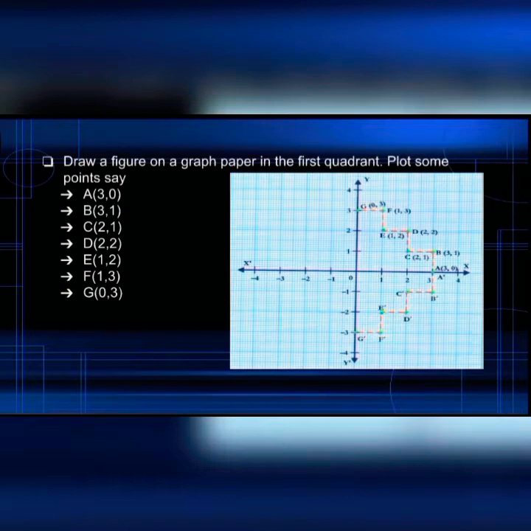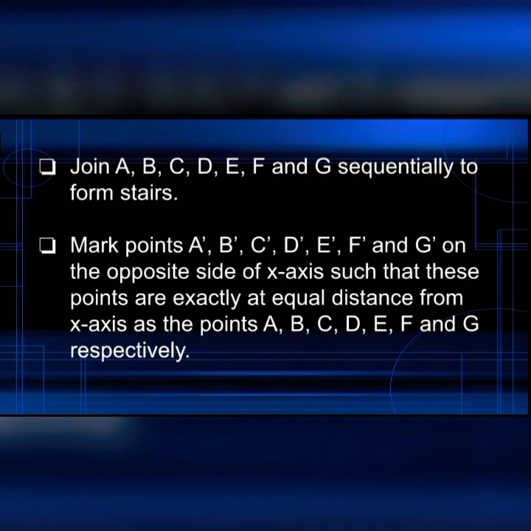Draw a figure on a graph paper in the first quadrant. You can see the first quadrant is just as YOX. So you can see over here A is equal to (3, 0), B is equal to (3, 1), C is equal to (2, 1), D is equal to (2, 2), E is equal to (1, 2), F is equal to (1, 3) and G is equal to (0, 3). Join A, B, C, D, E, F, G sequentially as shown in the figure.